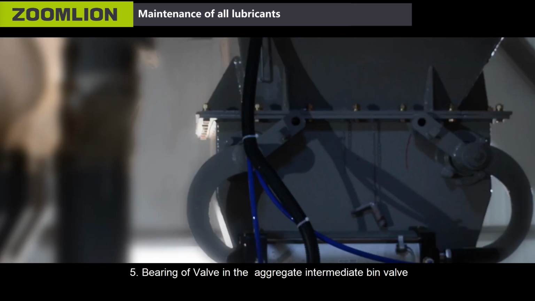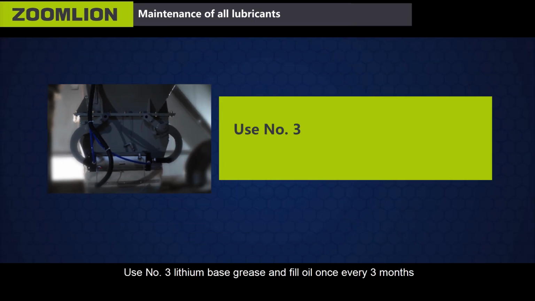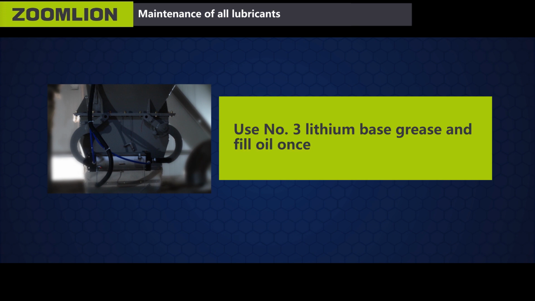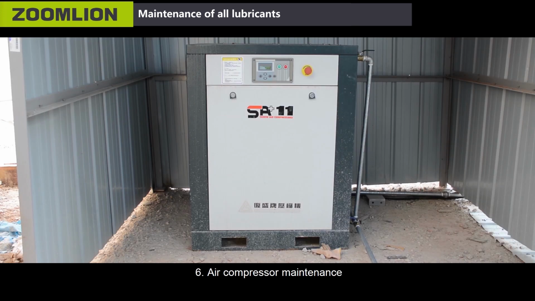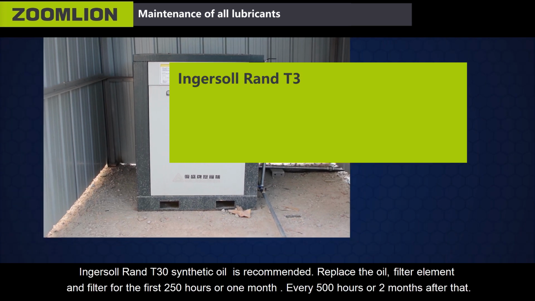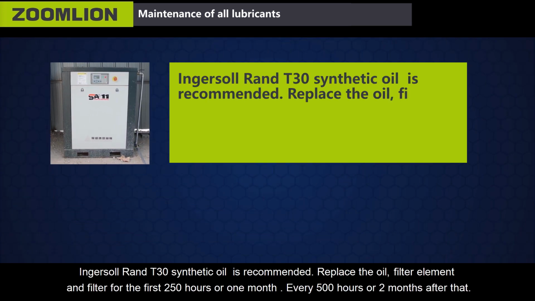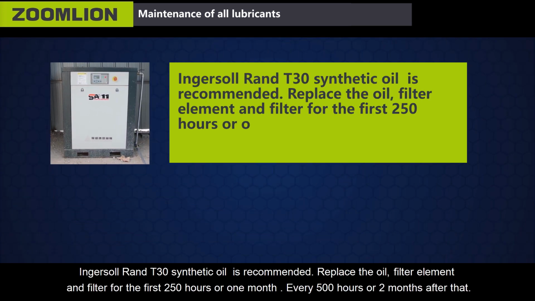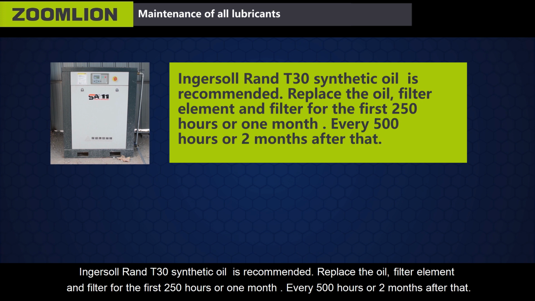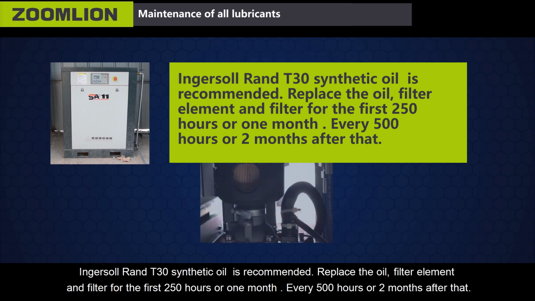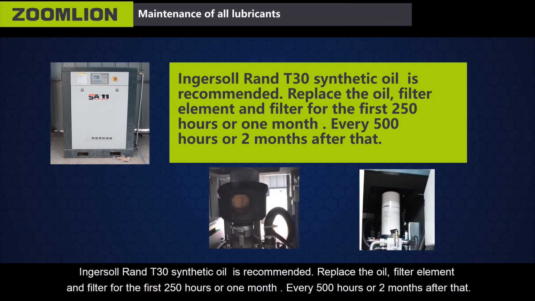5. Bearing or valve in the aggregate intermediate beam valve. Use number 3 lithium-based grease and fill oil once every 3 months. 8.6. Air compressor maintenance. Ingersoll Rand T30 synthetic oil is recommended. Replace the oil, filter element, and filter for the first 250 hours or 1 month, and every 500 hours or 2 months after that.